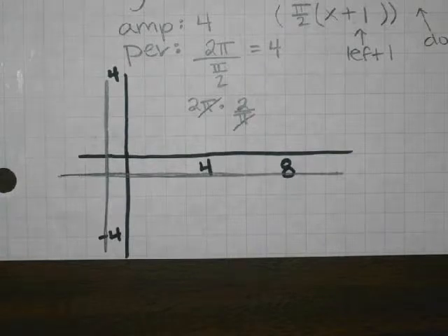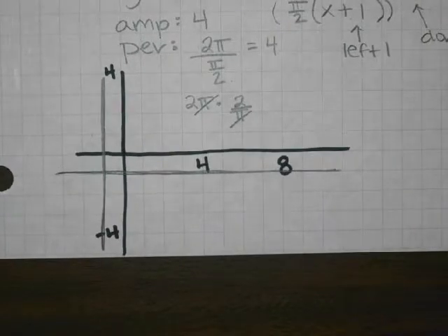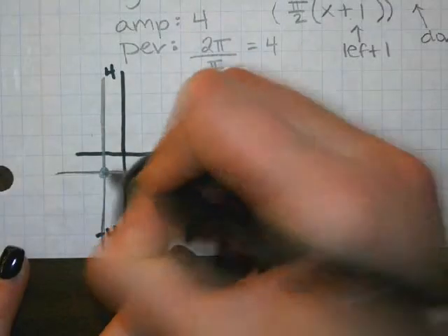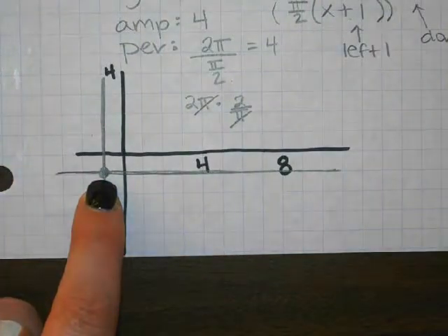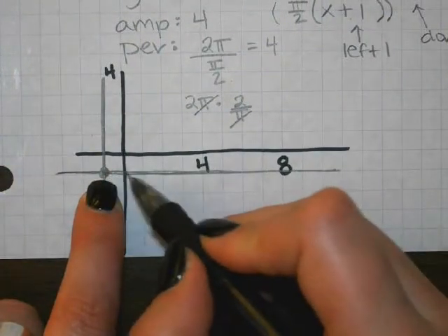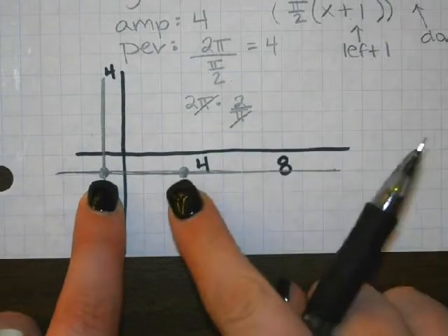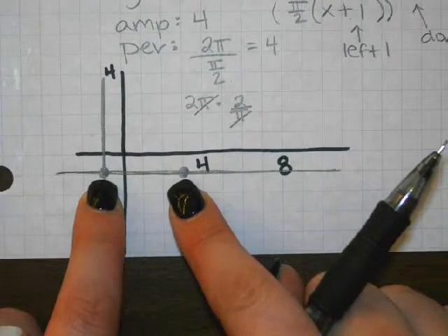Okay. So what do I do from there? Yeah, I plot my points, right? So I think about a normal sine graph. A normal sine graph is going to start at 0. And then this one has a period of 4. So we're going to go to the end of the period. So 1, 2, 3, 4. There's our other dot. Now what do I do? Put a dot in the middle.